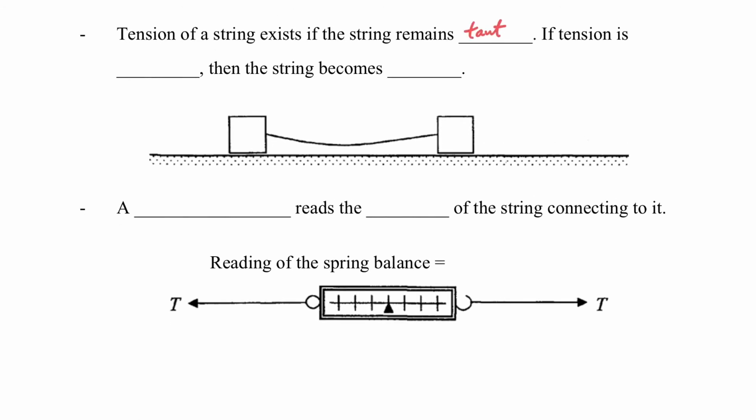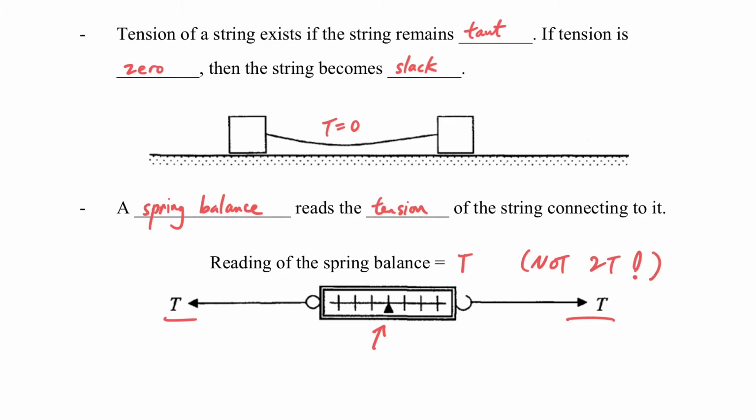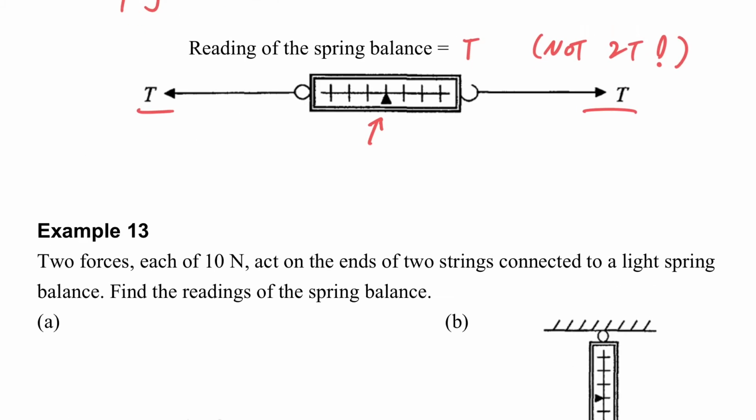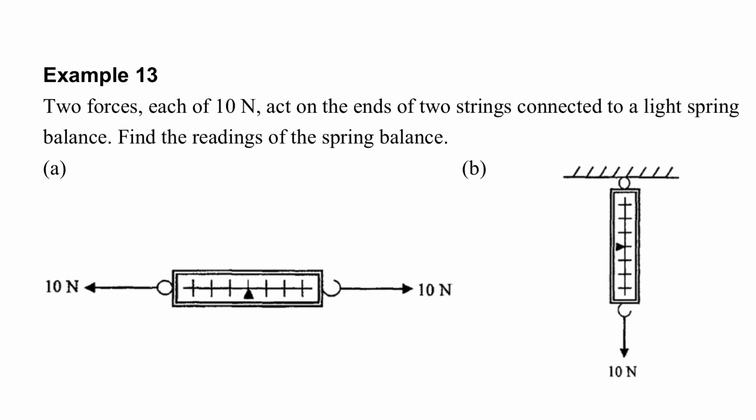then the tension of the string exists if the string remains taut. The tension will become zero if the string becomes slack. So in this case, you can see the string is slack, then the tension will be zero. And a spring balance can be used to read the tension of the string. So in this case, if there is tension T pulling on the string, then the balance will read T rather than 2T. So we should be very careful of this.